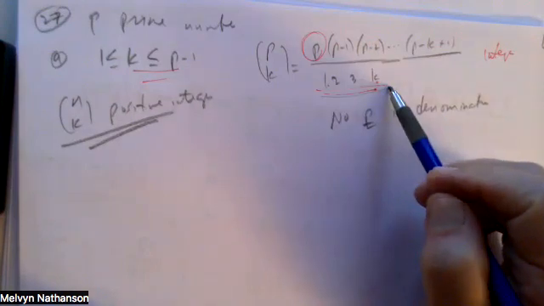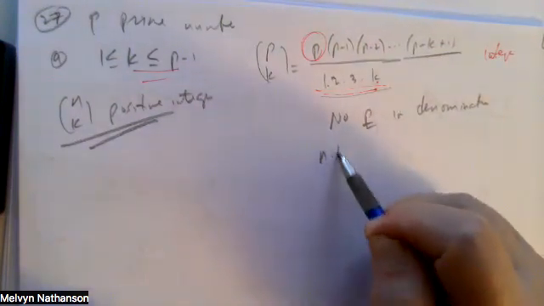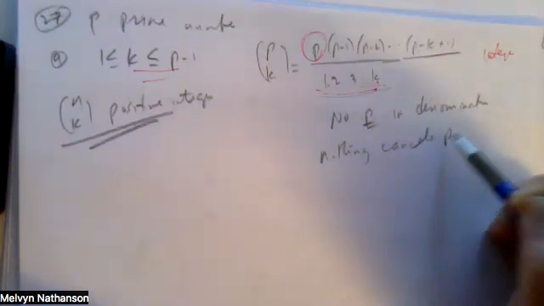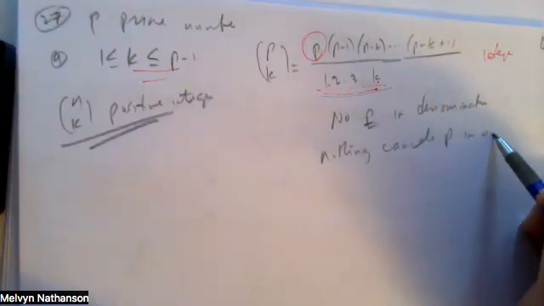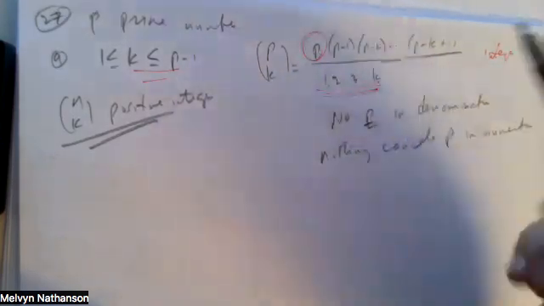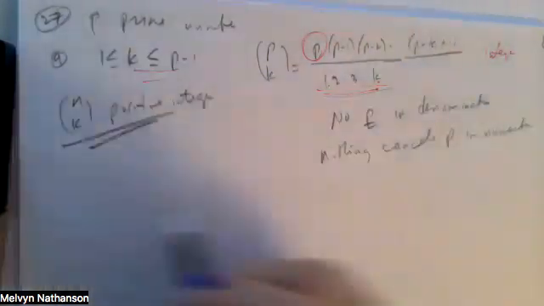There's no number P down here. So nothing cancels the P in the numerator. We have this P here. There's nothing to cancel it. Here, take an example.